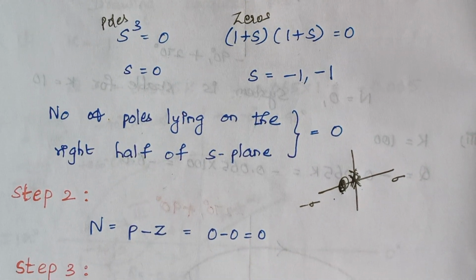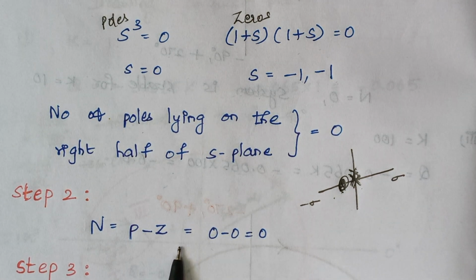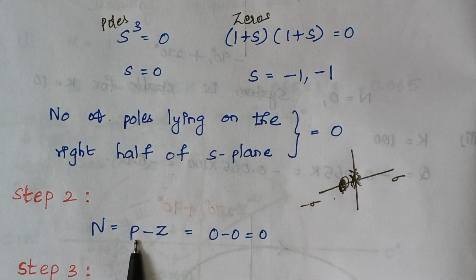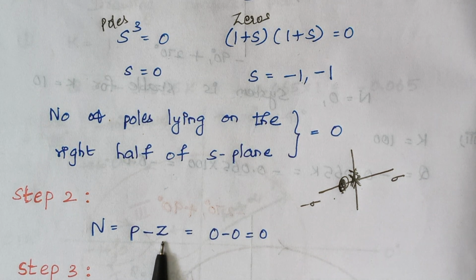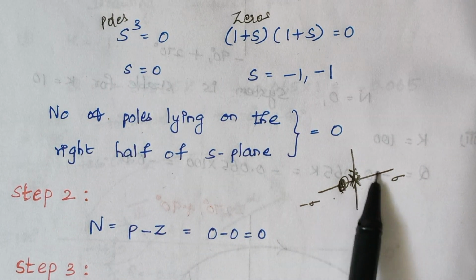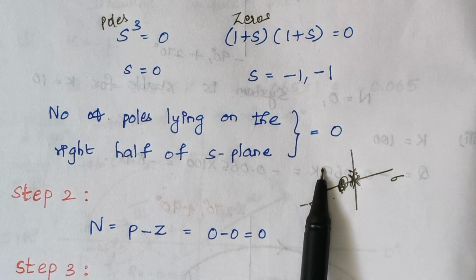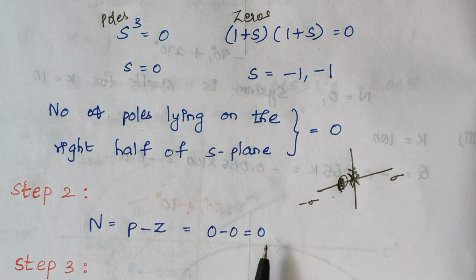In step 2, the number of encirclements is given by N equals P minus Z. P is the poles lying on the right half of S plane and Z is the zeros lying on the right half of S plane. Just now we have seen that all poles and zeros are lying only on the left half of S plane. So both the values are 0. So the number of encirclements is 0.